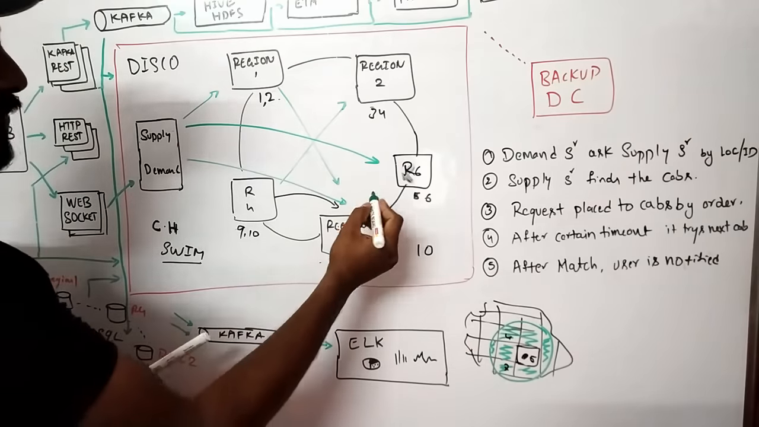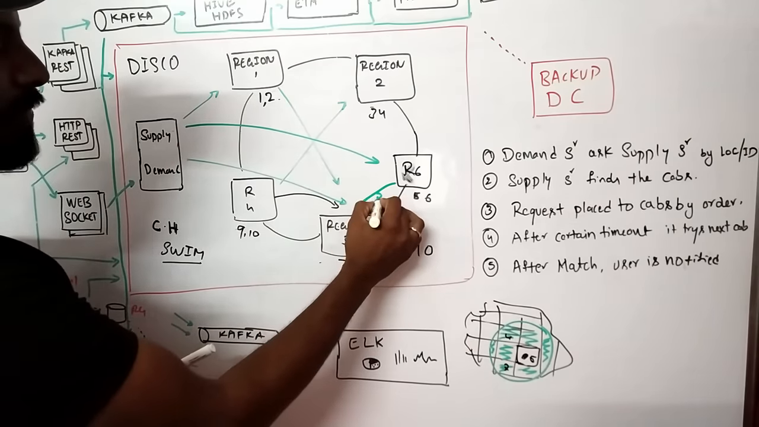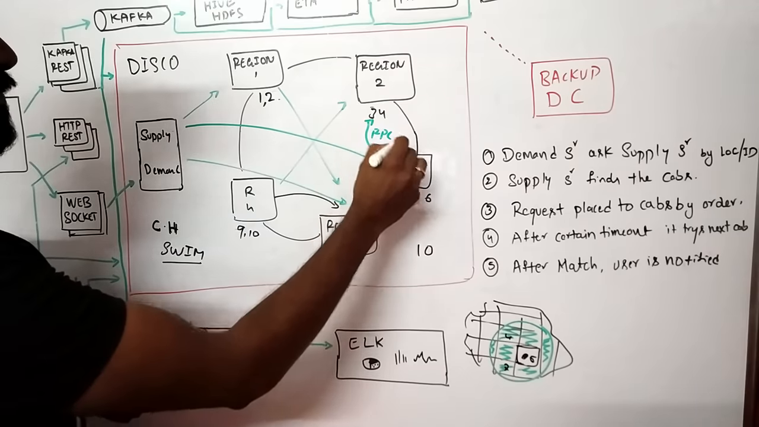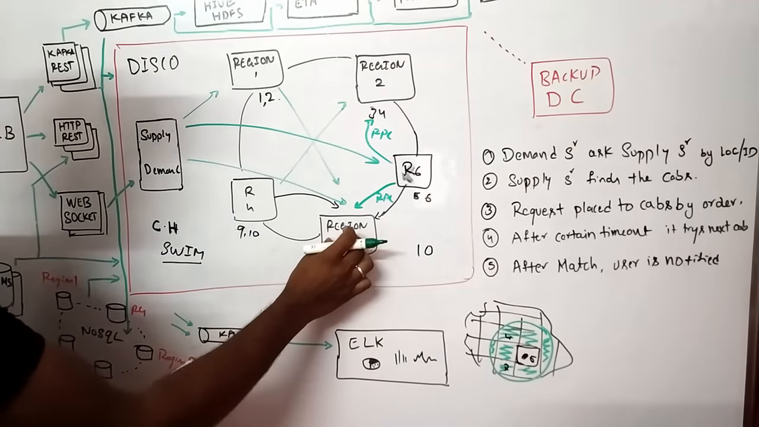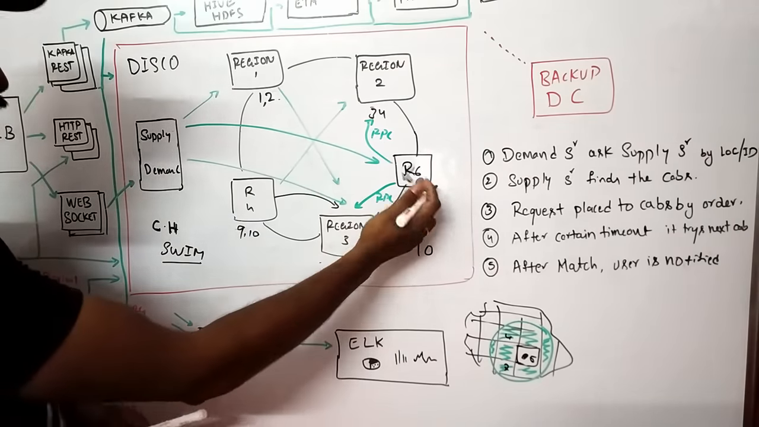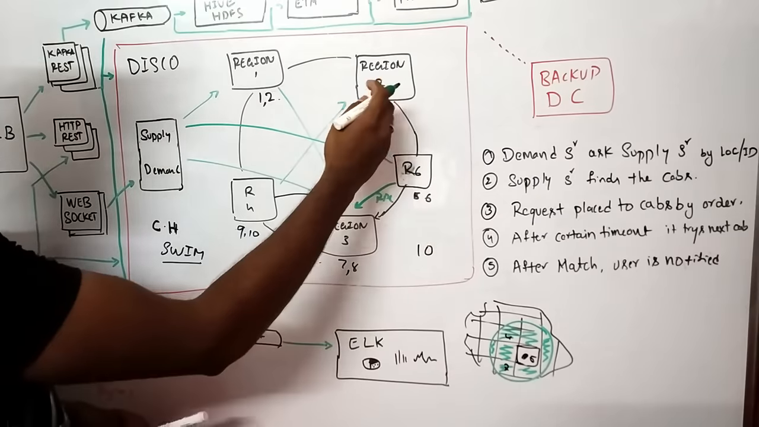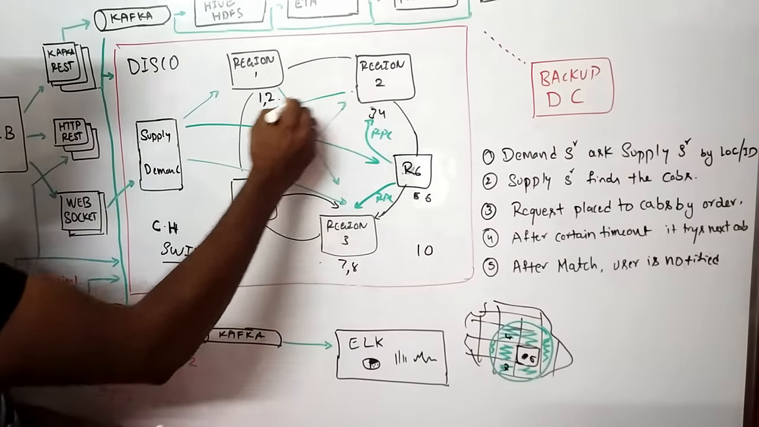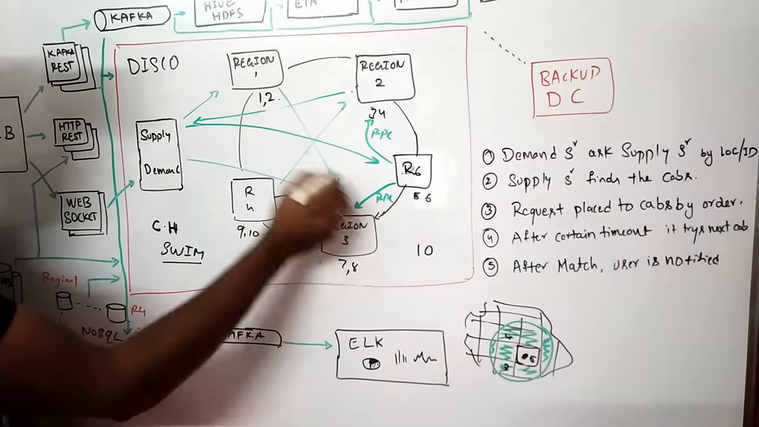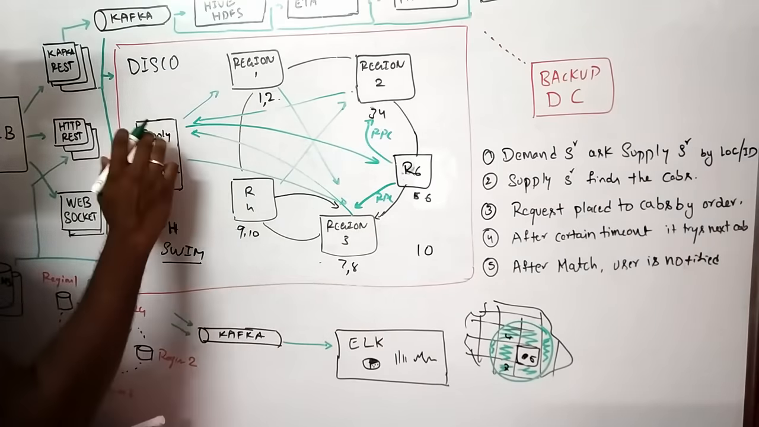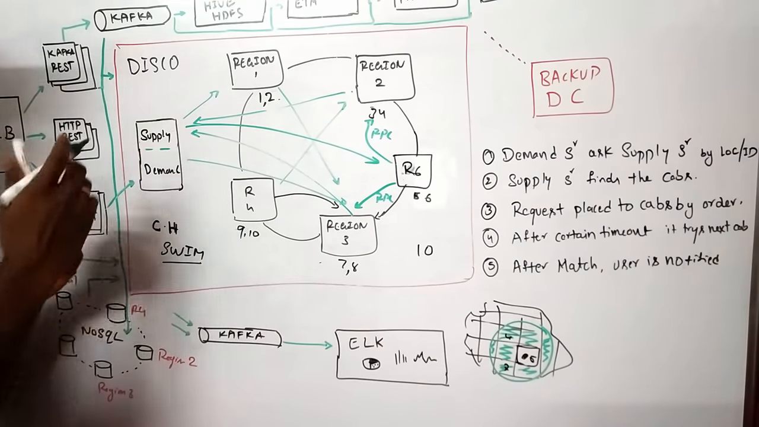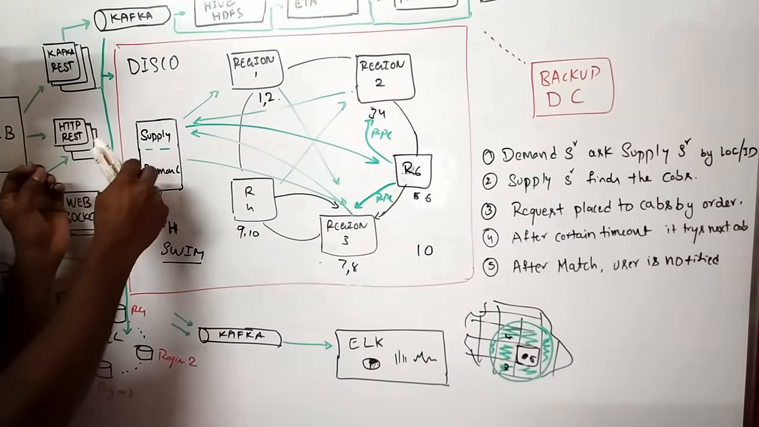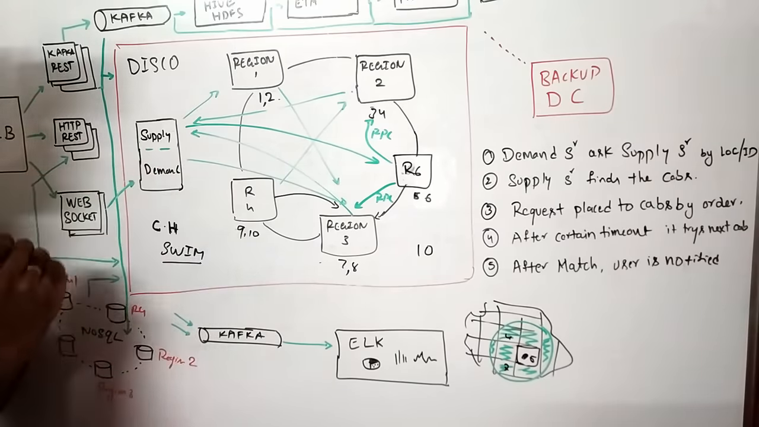In that case, a request will be placed here using an RPC call, and one more request will be placed using an RPC call. Once these servers figure out the caps' ETA, and this one also figures out the caps' ETA, they all respond back to the supply service, and the supply service takes care of notifying the driver and matching the demand with the supply.